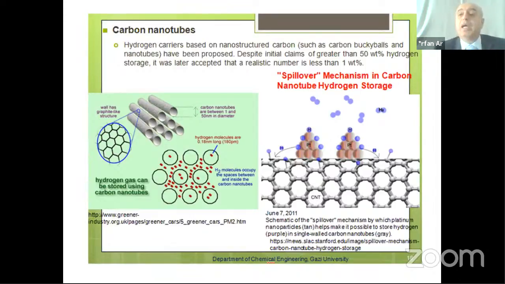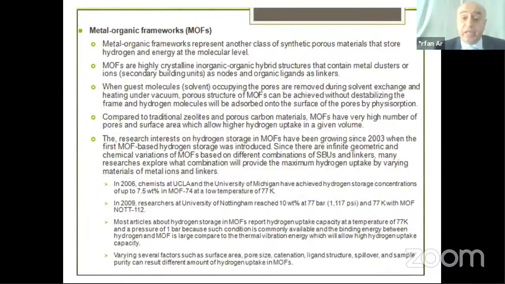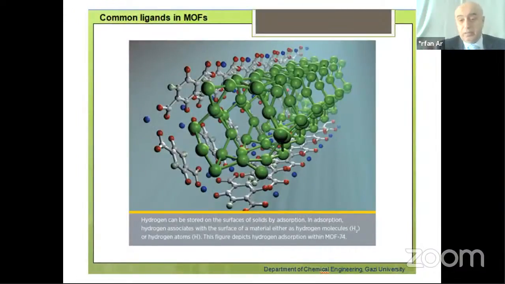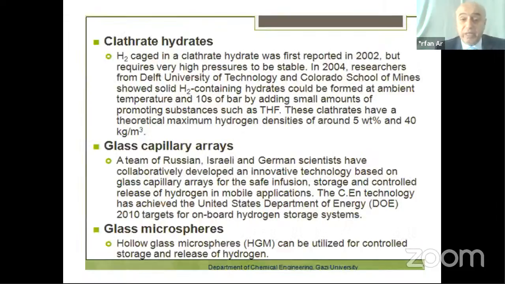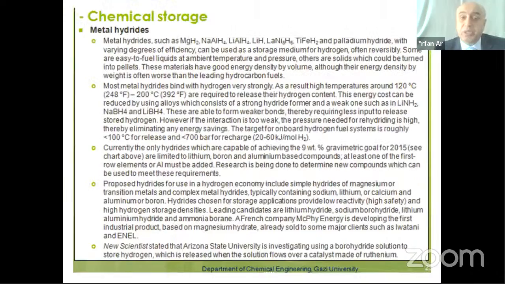But you know that weight is a very important parameter in cars. If weight increases, the energy required to move these materials becomes much larger. Therefore, the amount of hydrogen that can be stored per kilogram of material must be as high as possible. Metal organic frameworks, another, and you can see the ligands of the metal organic frameworks for hydrogen storage. Clathrate hydrates, glass capillary arrays, glass microspheres.